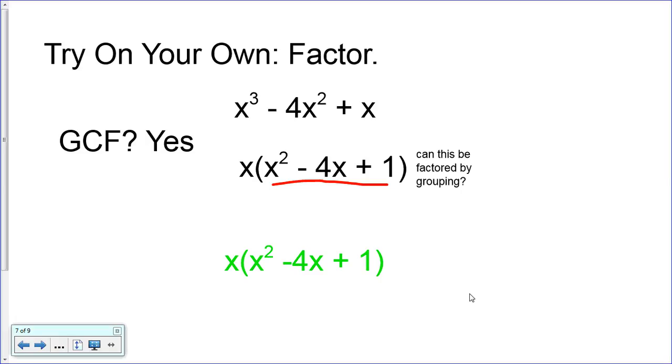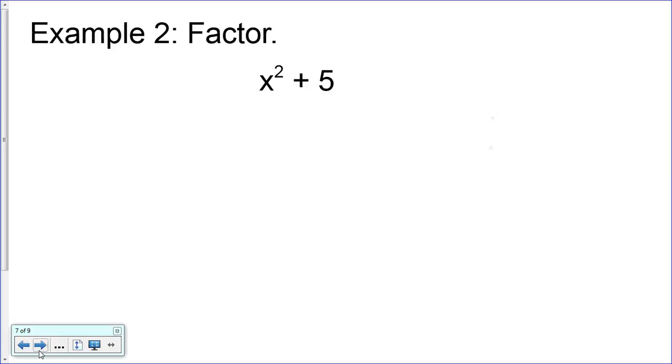Okay? And that can happen where the factor by grouping can't happen, but you can have a GCF. Okay? So even if you can only pull out a GCF, you're still able to factor it. Okay? Alright, let's try another example.